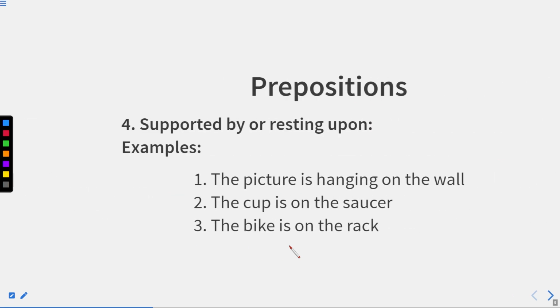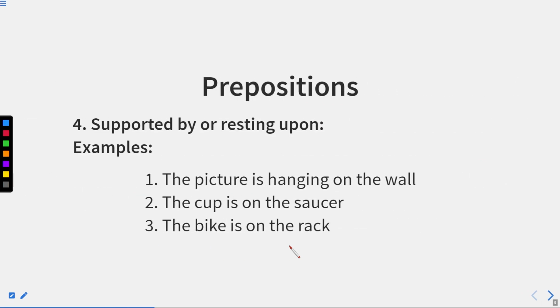Now let us move further. Supported by or resting upon. The picture is hanging on the wall. So obviously the picture is hanging on the wall, as I told you earlier as well. If we paste anything or hang anything over the wall, it must be touching the surface of that wall, and for that we can use the preposition on. The cup is on the saucer. If the cup is kept or placed on the saucer, of course the cup is touching the surface of that saucer, and we can use the preposition on.